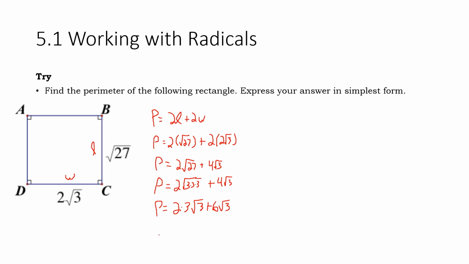And 2 times 3 is 6. So we have 6 root 3's plus, made a mistake there, that's 4 root 3's. Nothing changed there. And 4 root 3's. If I have 6 of something and 4 of those same things, so 6 root 3's plus 4 root 3's, that's 10. 10 root 3's. And that's our final perimeter.